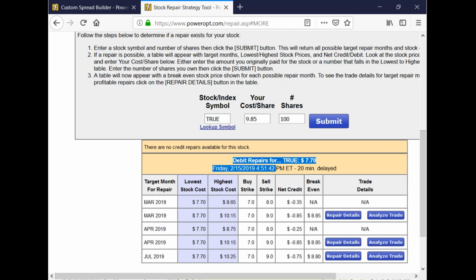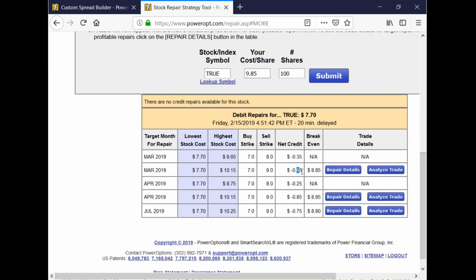But these are only debit repairs. What does that mean? The system tried to build a debit and a credit repair for us. It could not find any credit repairs at this time with our cost basis of $9.85. Okay? So there is a debit repair where I could buy a 7-strike call for March, sell 2 9-strike calls, and I'd have a debit of 85 cents added to the position. But now my break-even drops to $8.85. How is that possible?